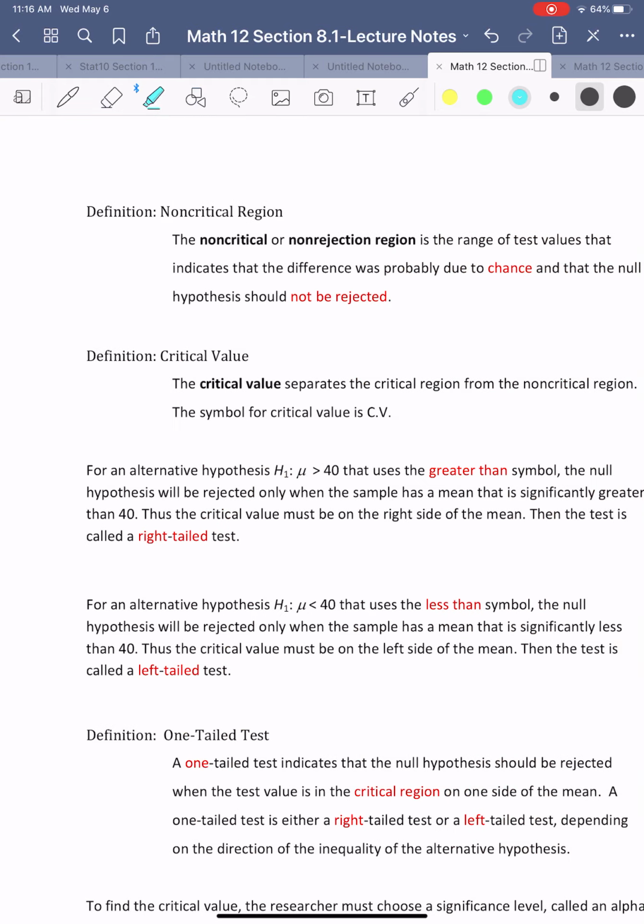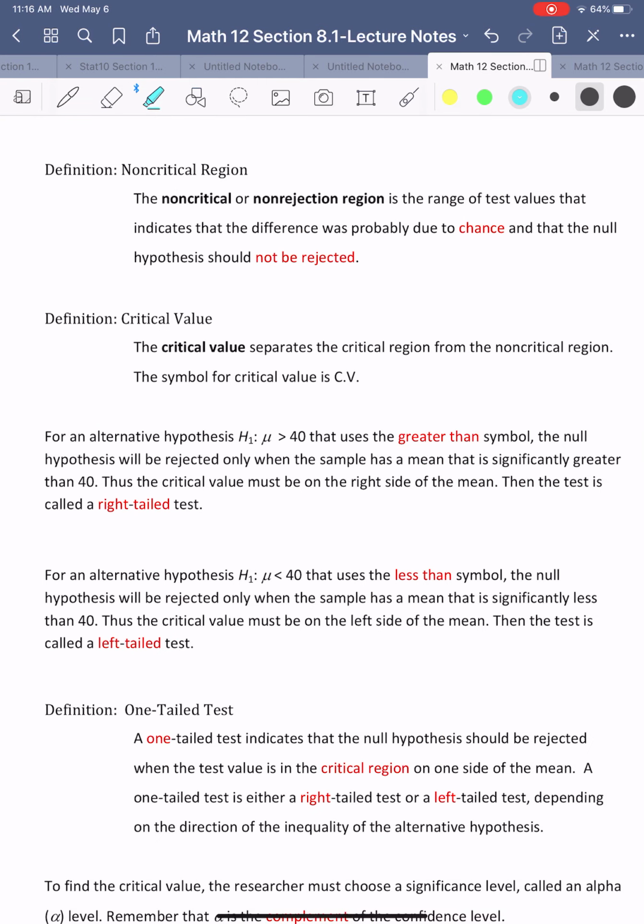Okay, and then the non-critical region. The non-critical region, or non-rejection region, is a range of test values that indicates the difference was probably due to chance and that the null hypothesis should not be rejected. So the critical value separates the critical region from the non-critical region. The symbol for the critical value is CV.